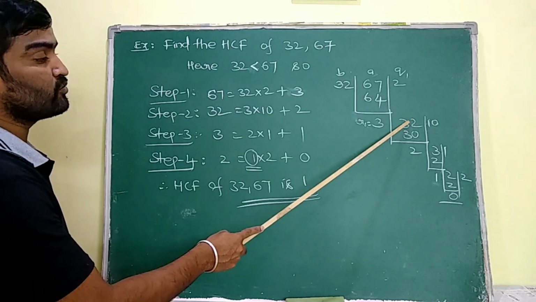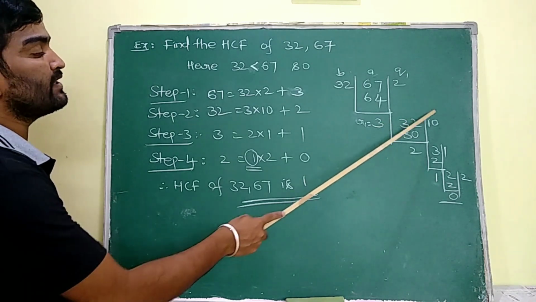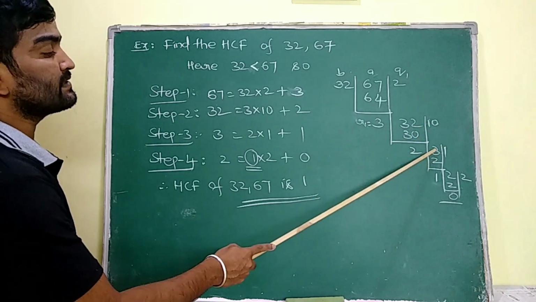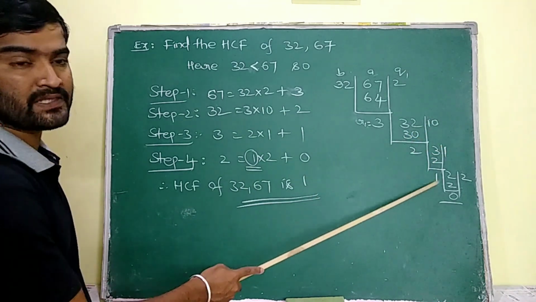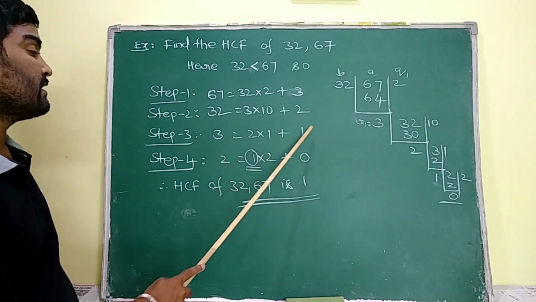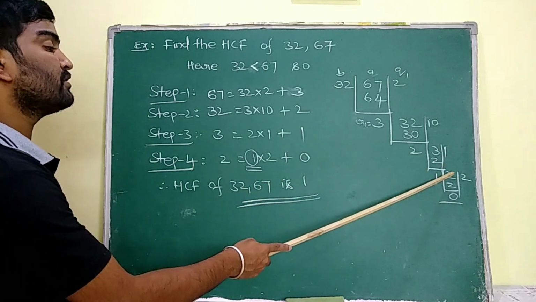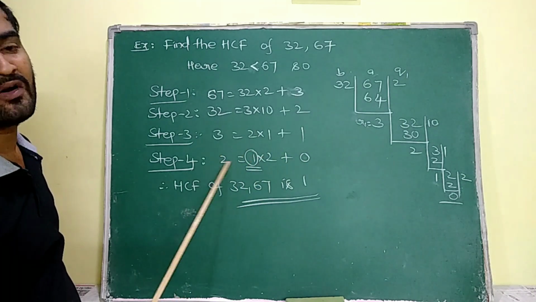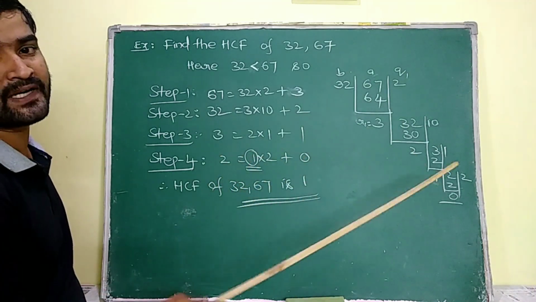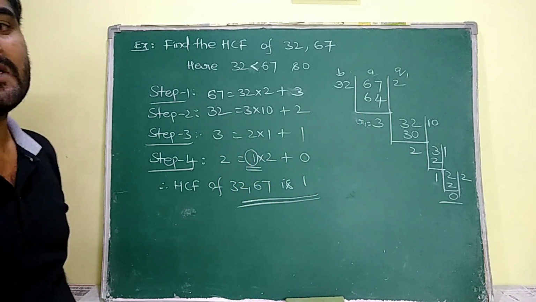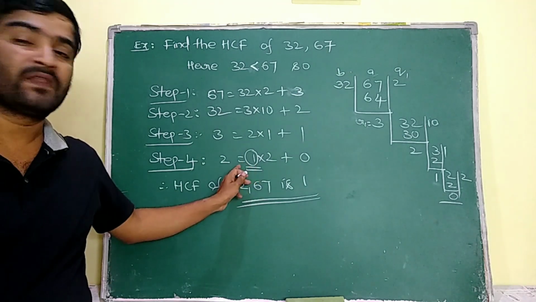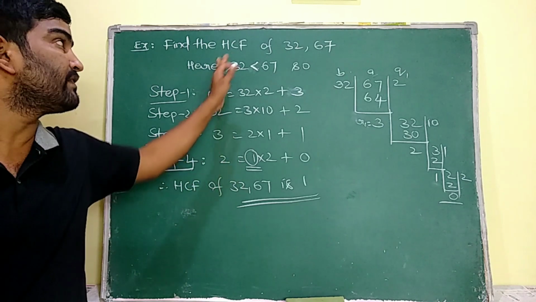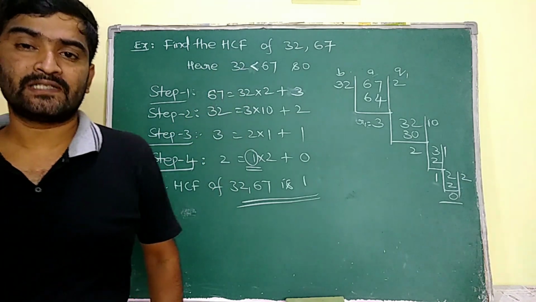Again here a is 32. 32 is equal to 3 into 10 plus 2. Again here a is 3. So 3 is equal to 2 into 1 plus 1. Again here 2 is equal to 1 into 2 plus 0. In this final step we obtain remainder 0. So we take the divisor, which is 1. So that is the HCF of the given numbers 32 and 67.